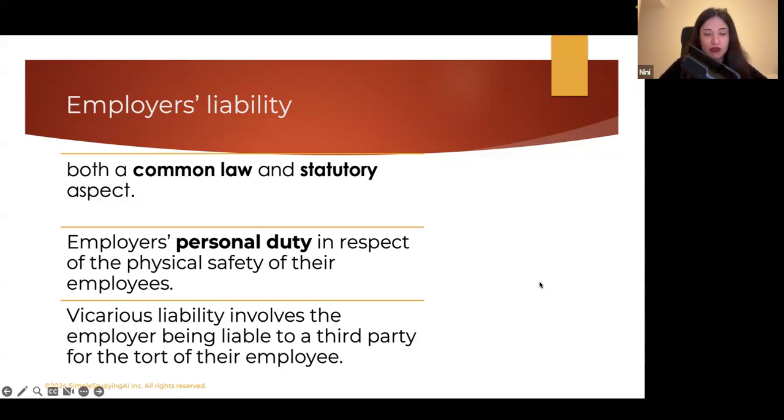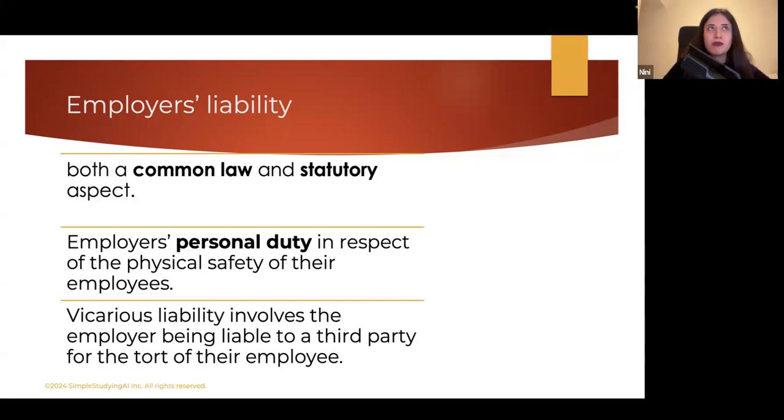Vicarious liability is something else. There is one thing that employers have a duty of care towards their employees, but vicarious liability is when employers are liable for the tort of their employees. So if an employee does something that is a breach of tort law, the victim, the claimant, can sue the employer instead of the employee.